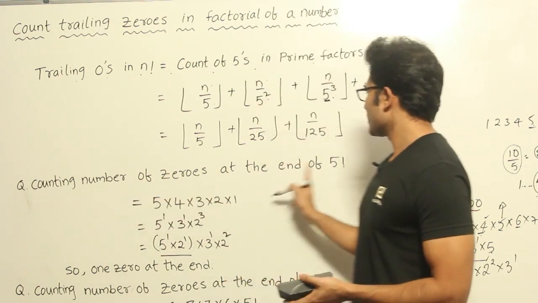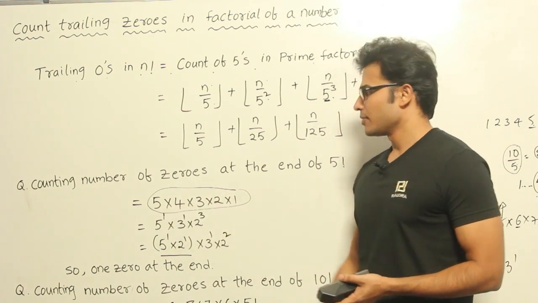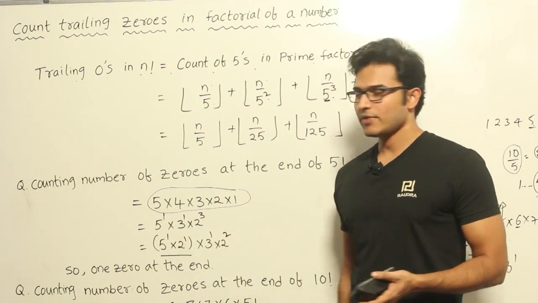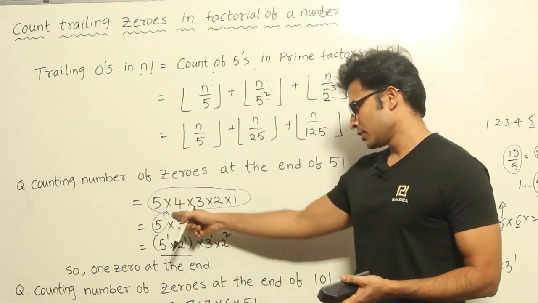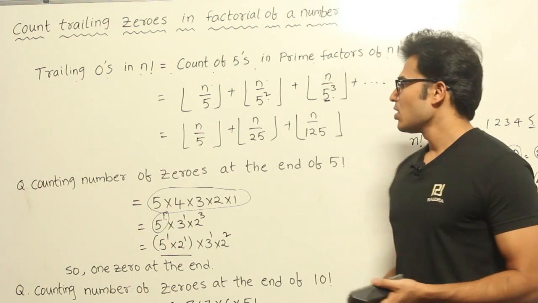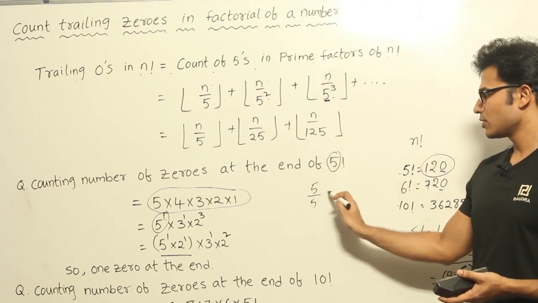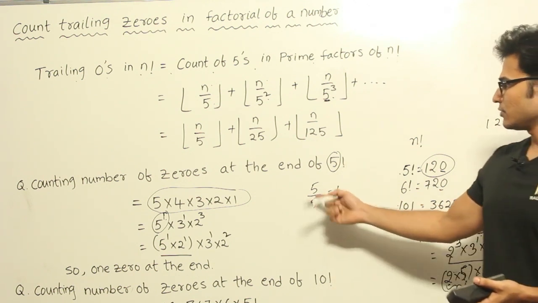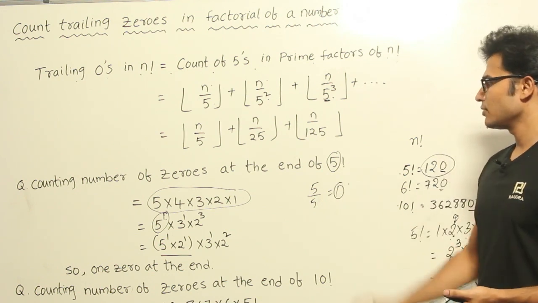Counting the number of zeros at the end of 5 factorial. Now one method is, you can write the entire number as a product of prime numbers. It is called prime factorization. Now after writing the prime factorization, it is clear that there is 1 five. Therefore you can say that the number of zeros is 1, right? Or you can directly take this number 5 and divide by 5. Now you are going to get 1, and this number is less than 25, therefore you need not divide by 25. So the number of trailing zeros will be 1.